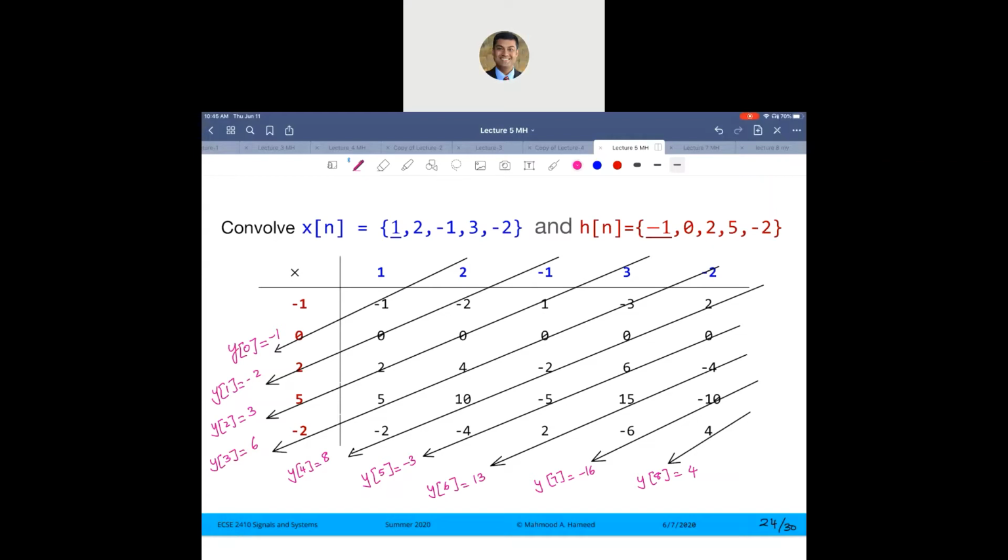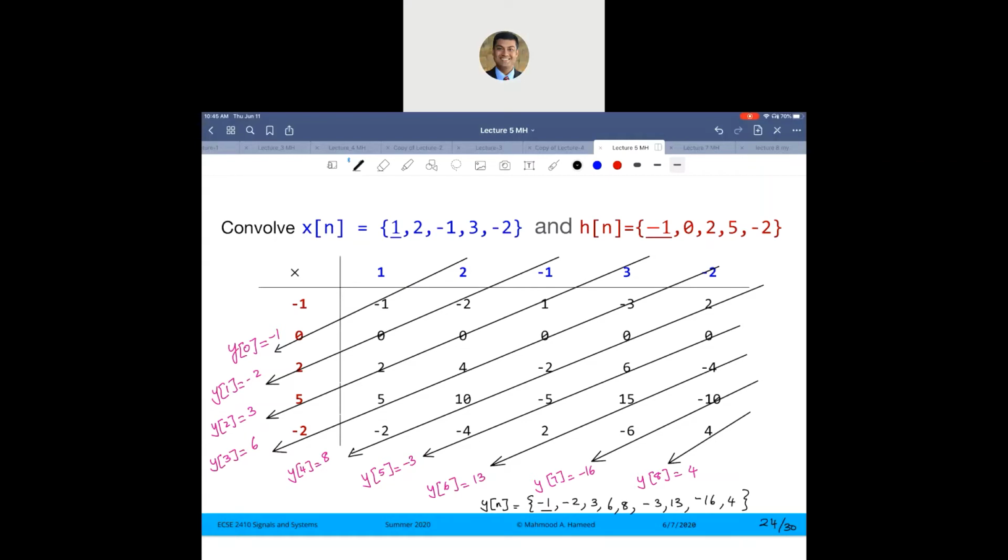y of 0, so let's write the result here. y of n: negative 1, and I'm going to put an underline because that corresponds to n is 0. Then negative 2, 3, 6, 8, negative 3, 13, negative 16, and 4.